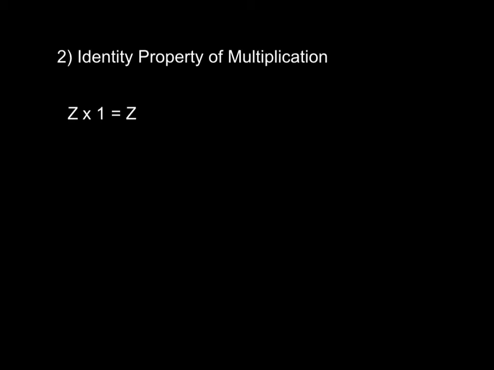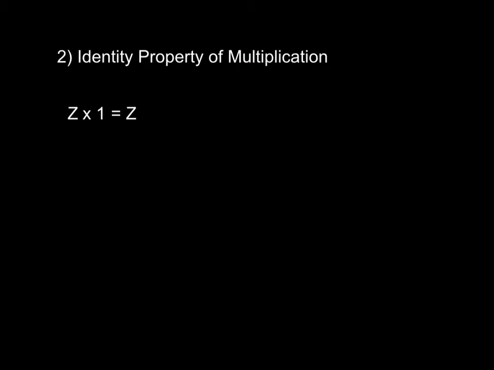Next, we have the identity property of multiplication. This is a lot like the last one, except this time we're talking about multiplication. Okay, here's the identity property of multiplication. My example shows z times 1 equals z. So what I'm seeing here is that I can plug in any number for z. If I multiply that number times 1, I will get z. So this is an example of the identity property of multiplication.